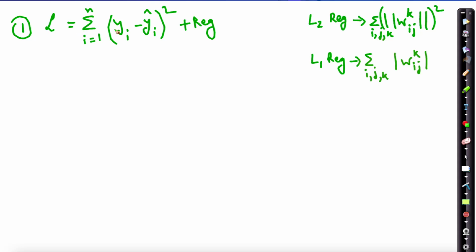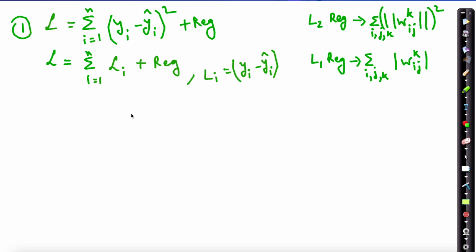Okay, this is my loss function. If Li is for a single point, then here I should write i. Then the entire loss is the summation, so I can write it like this: L of i plus regularization, where Li is the loss over a single point, yi minus yi hat. Simple. So this is the definition of loss here.